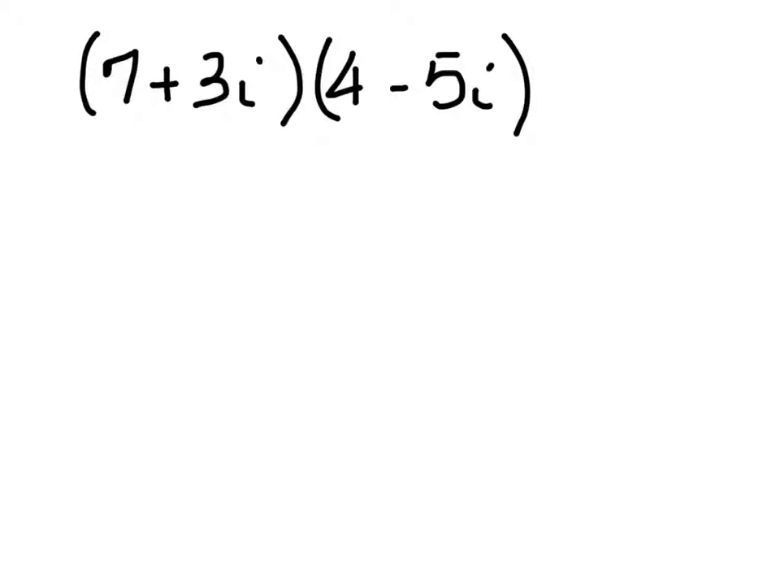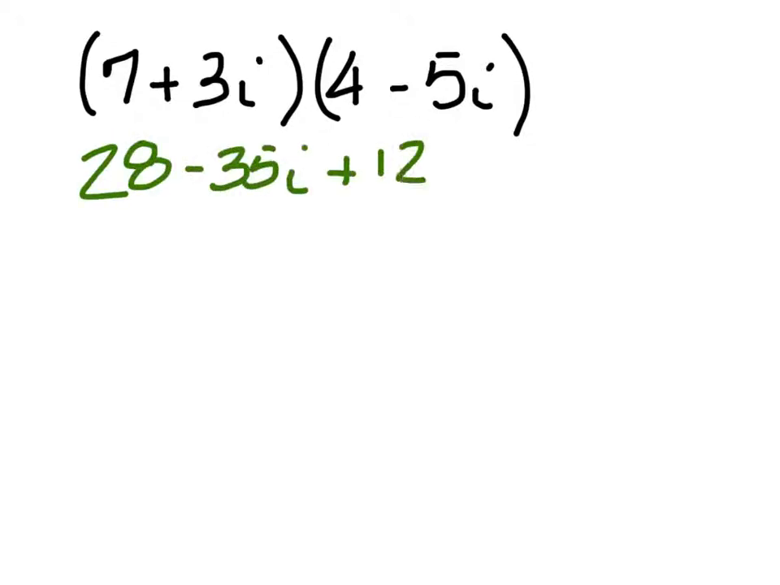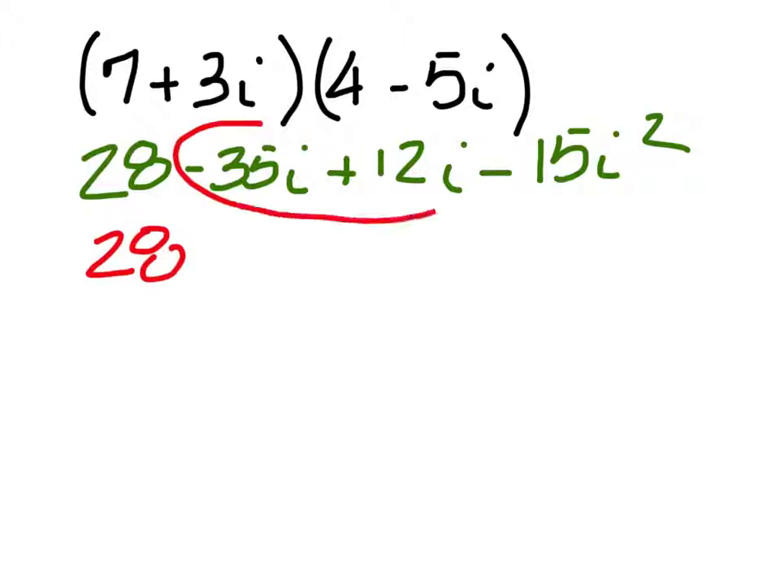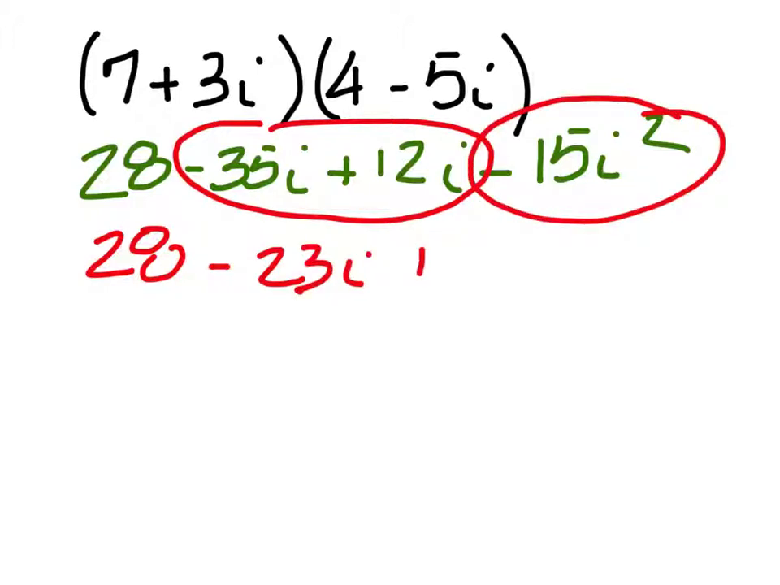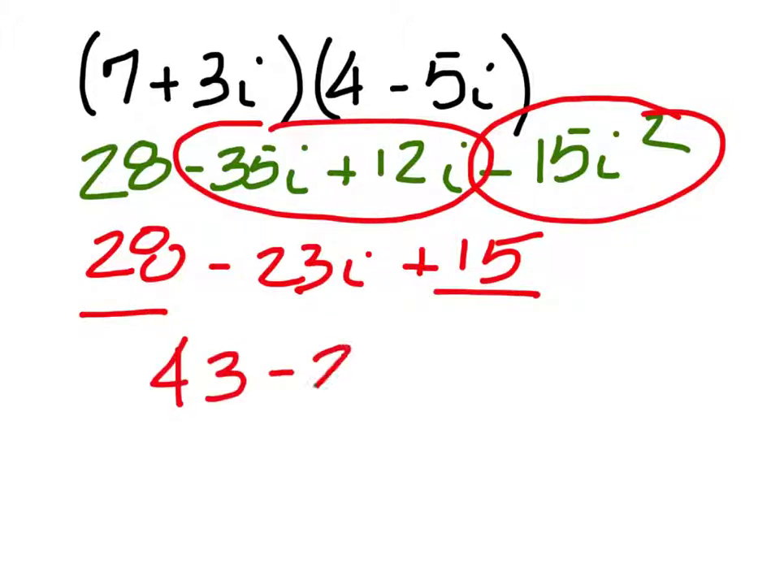On the practice problem, you should have 28 minus 35i plus 12i minus 15i squared. Can't do anything with the 28, but this will simplify to be a minus 23i, and this changes to a plus 15. Simplify this and this to get 43, so the answer is 43 minus 23i.